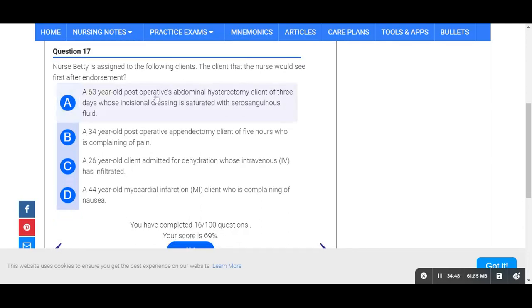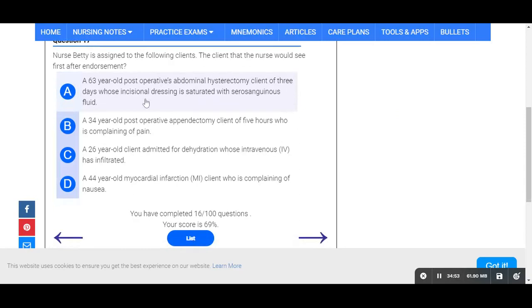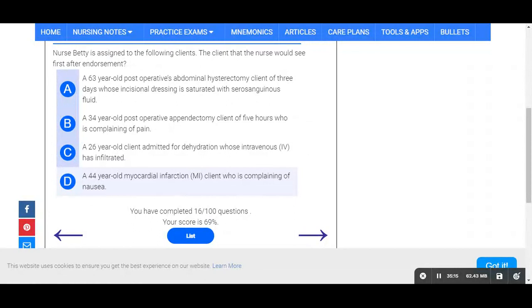A, a 63-year-old post-operative abdominal hysterectomy client of 3 days whose incisional dressing is saturated with serous fluid. B, a 34-year-old post-op appendectomy client, 5 hours, complaining of back pain. C, a 26-year-old client with dehydration and nausea. Oh no. Who are we going to address first?